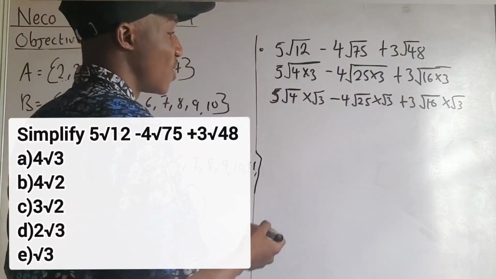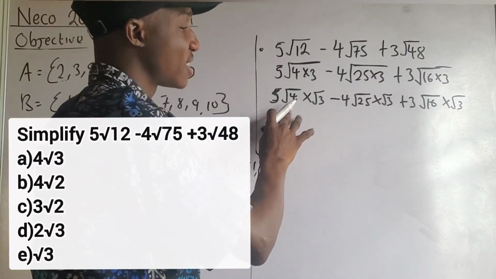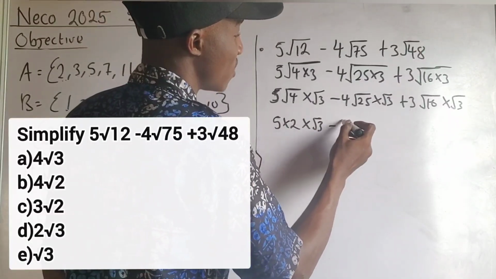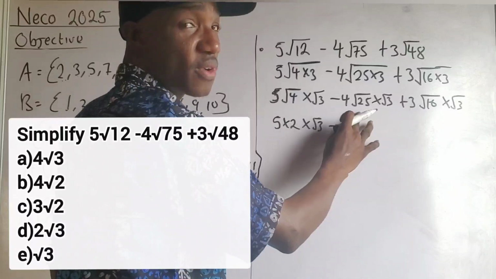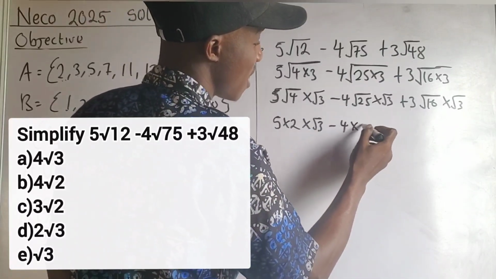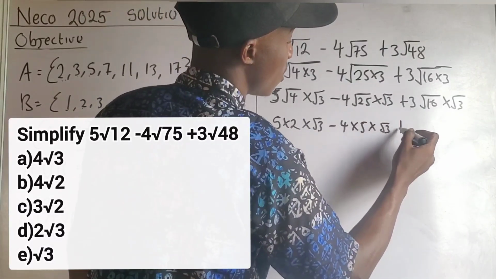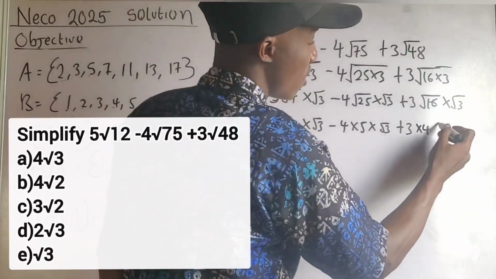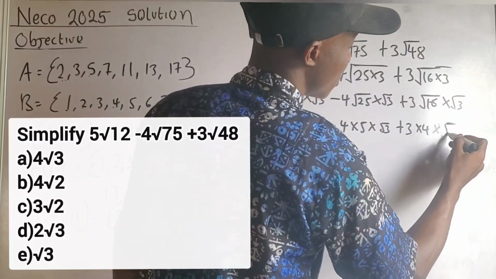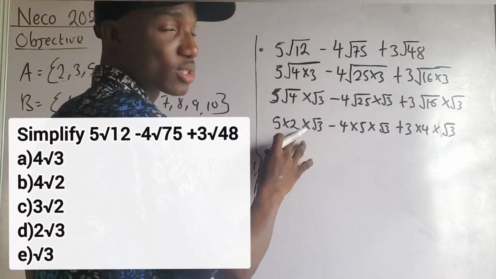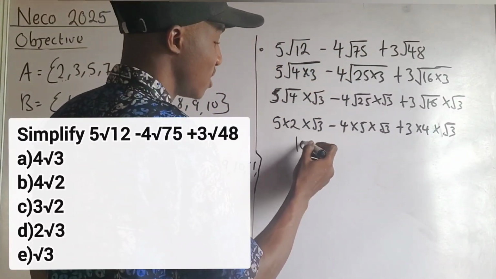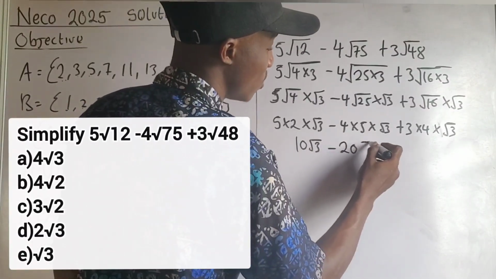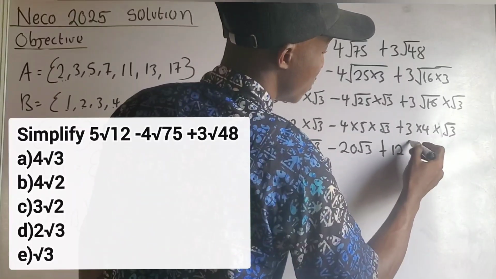Are you getting it? Okay. Root 4 is what? 2, right? I'm going to have 5 times 2, times root 3 minus 4. Now, the square root of 25 is what? 5. So I'm going to have minus 4 times 5 times root 3 plus 3. Now, the square root of 16 is 4. So I'm going to have plus 3 times 4 times root 3. Okay? 5 times 2 is what? 10. So I'm going to have 10 root 3. 10 root 3 minus 4 times 5 is 20. I'm going to have minus 20 root 3 plus 12 root 3.